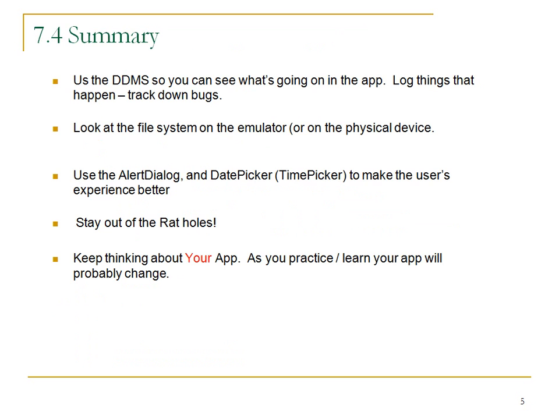in the Android environment. So here's what we did today. We looked at using the DDMS to find out what's going on, and we learned how to log things that are happening that will help us to track down the bugs. And we'll use that logging more as we go along. I like to log a whole lot of stuff so that it's just very obvious what's going on as soon as possible. And you can look at the file system on the emulator or on your physical device if you have one connected. And we use the alert dialog and the date picker, and we're trying not to go and fix things as we find them, staying out of the rat holes.